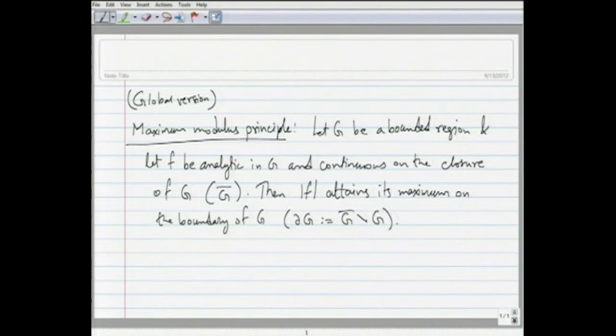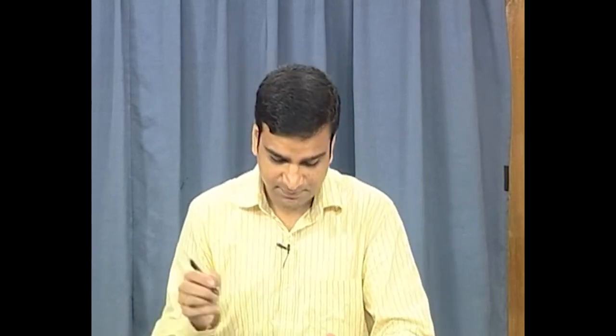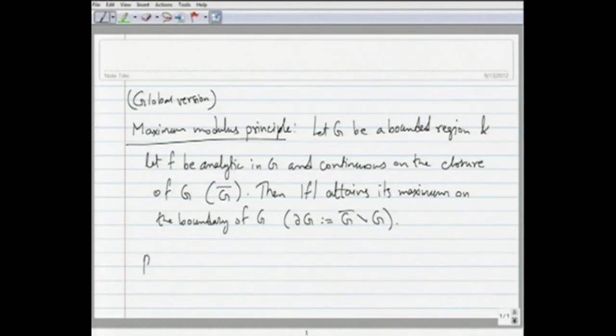As I said, we can directly use a topological argument and use the local version of the maximum modulus theorem to prove this principle. But what we are going to do is develop tools for proving the open mapping theorem as a result of the counting zeros theorem. And then we will see the proof of this maximum modulus principle as a consequence.